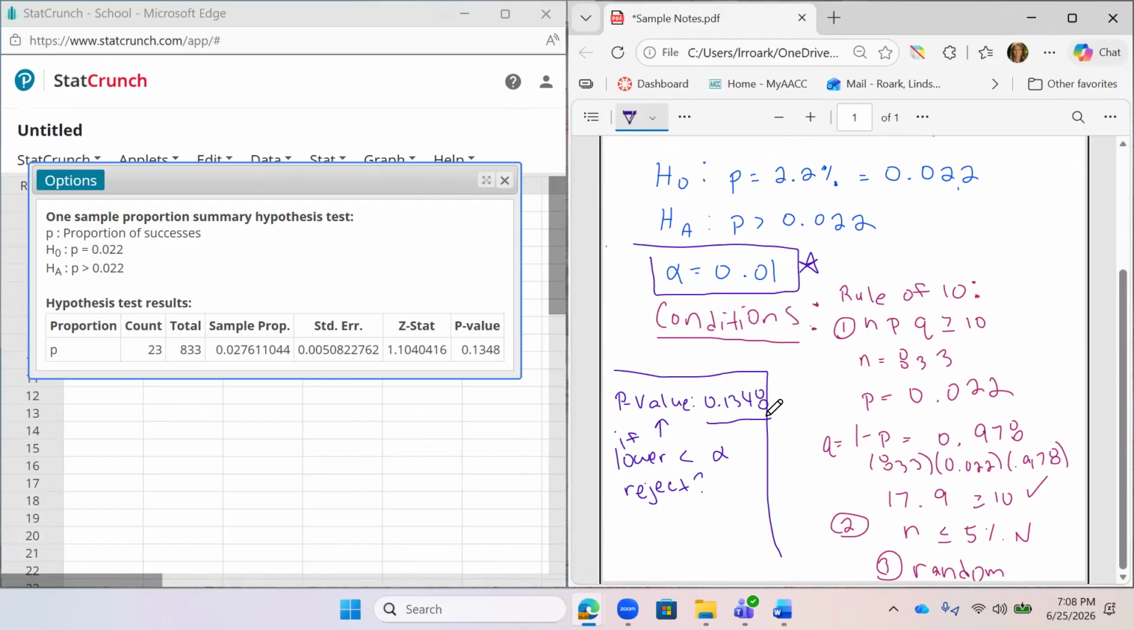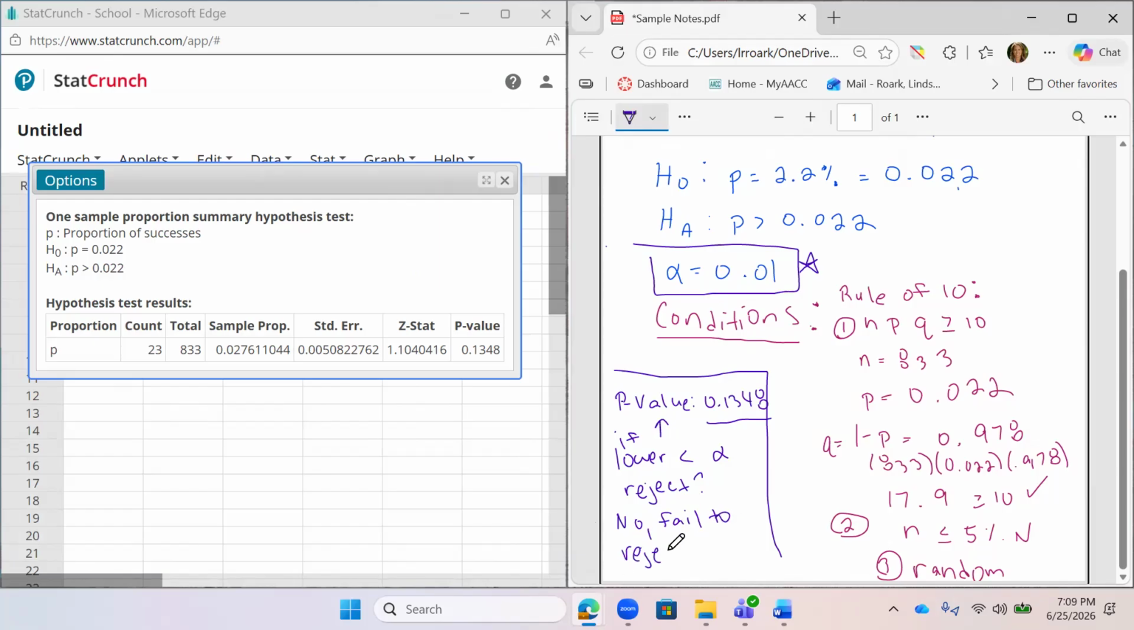Okay, so we look at our p-value. Sometimes it helps me to think of this as a percent. 0.1348 is actually like 13%, and that's not low, right? We need it to be lower than 1%. We need this number to be lower than 0.01. So is the p-value low? No. Okay, it's not low. So we fail to reject the H-naught.